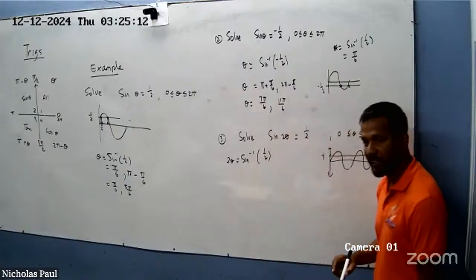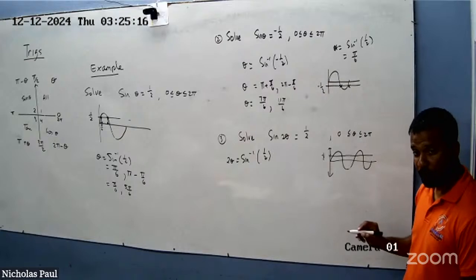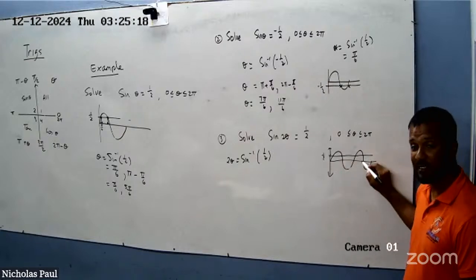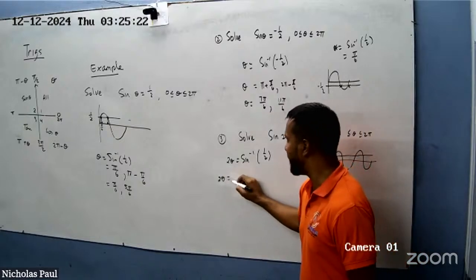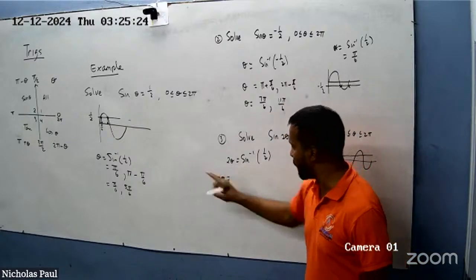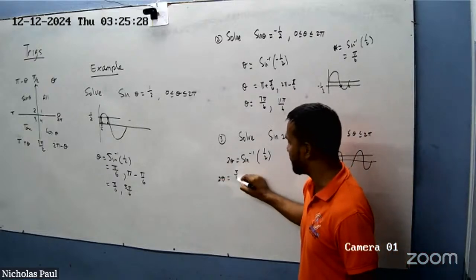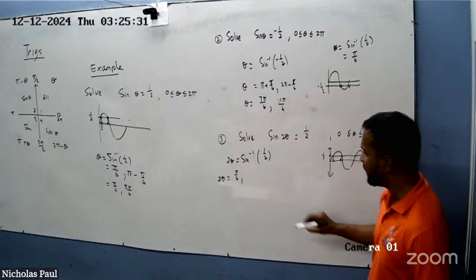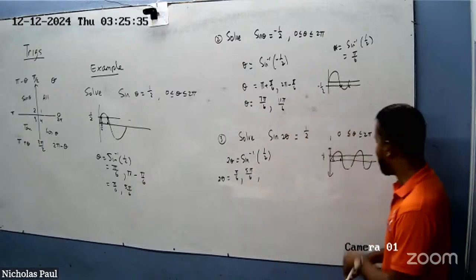So how am I going to get 1, 2, 3, 4? Remember, this is the graph for sine 2 theta. So here's how we're getting it. 2 theta is equal to sine inverse a half. I know the first answer here, I worked it out already, pi on 6. The second answer is here, 5 pi on 6. How am I getting these 2 answers?